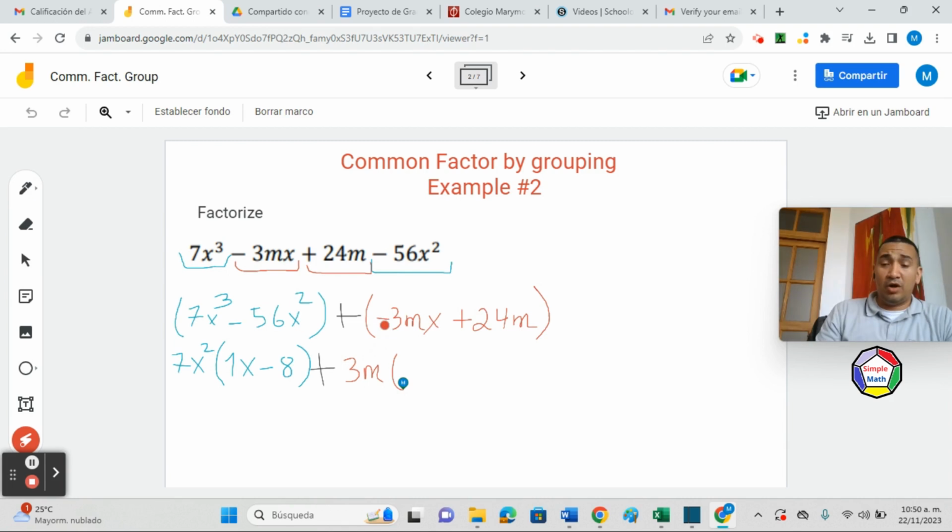I want to clarify something. If here we have a negative symbol, we put the same symbol here, so the answer is going to be negative. Why? Because if we divide this that has a negative symbol by this that has a positive symbol, negative divided by positive is negative. So what we do is keep the same sign that is inside the parentheses, and that's it. So 3 divided by 3 is 1.